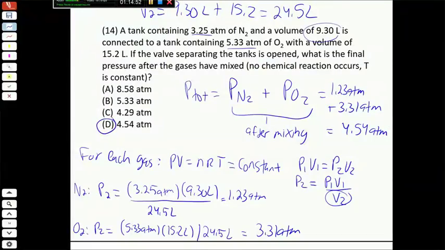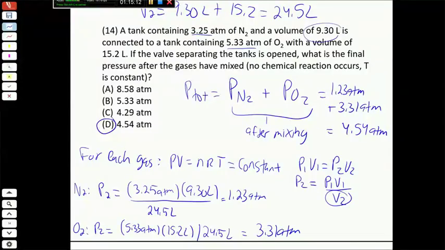All right, so this was an application of two things. It was an application of Boyle's law to figure out the partial pressure of each gas after they're allowed to mix together and occupy the larger volume. And then once you have the partial pressure of each gas, Dalton's law tells us that we can add those two together to get the total pressure. Any questions on this one?